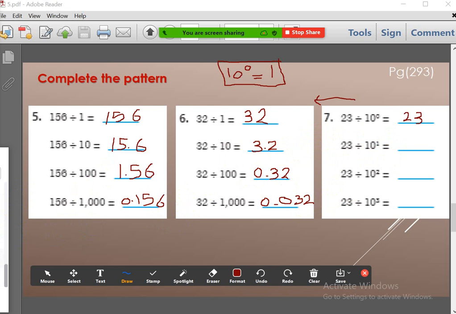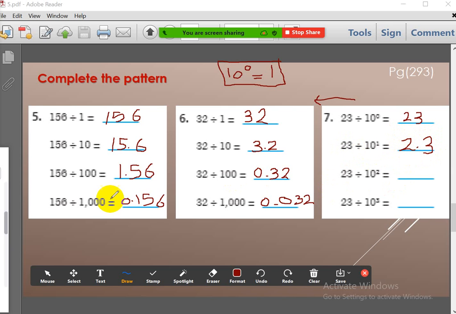Okay. Mace, open your mic, Mace. Yes, teacher. 23 divided by 10 equals 2.3. Very good, Mace. Thank you so much. It equals 2.3 because I have to move the decimal point one digit, and so it will be between 2 and 3.